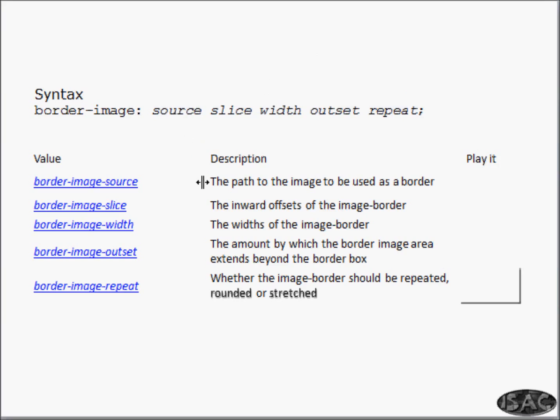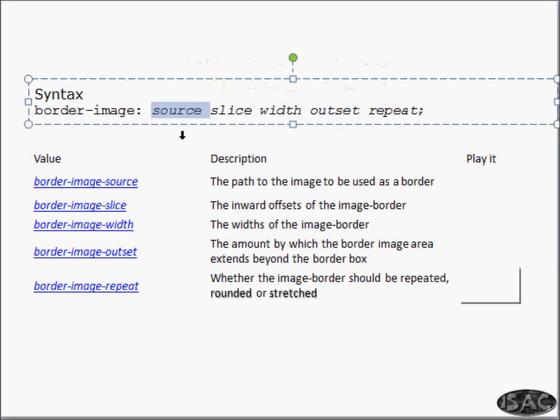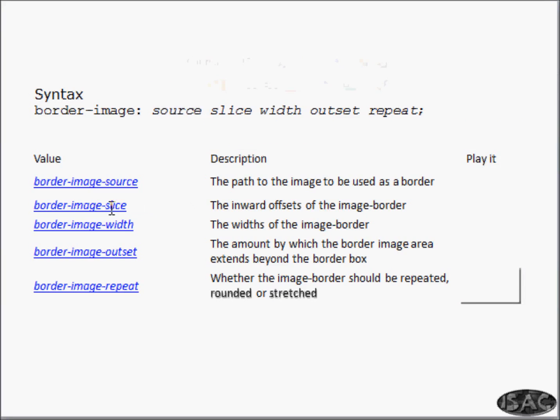What is the source? The path of the image, where the image is, we have to locate the URL. Okay. And the second is what? Slice. The inward offset of the image border. How much inside it will go, right? So that is what inward offset. The image width, the width of the image border. How much the width of the image will be there. And image offset, the amount by which the border image area extends beyond the border box, right? So by which amount it will extend.